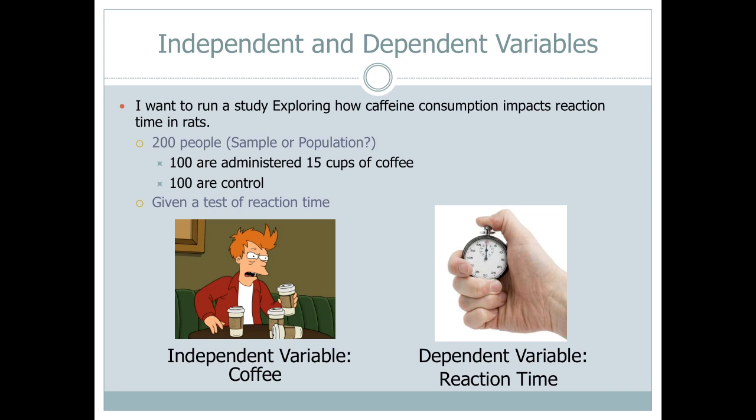If we find any differences in reaction time between the groups who drank the 15 cups of coffee and the groups that did not, then we can say that consuming caffeine, right? Our independent variable, that's what we manipulated, had an effect on reaction time, which is our outcome, our dependent variable.